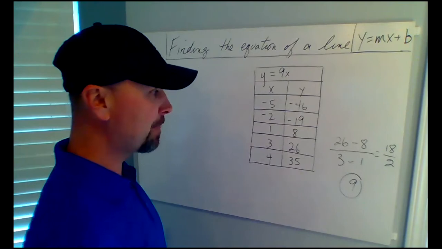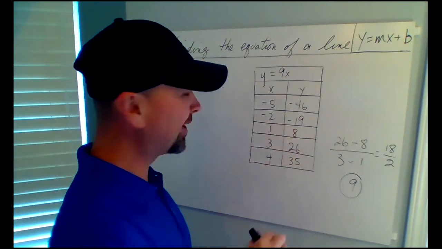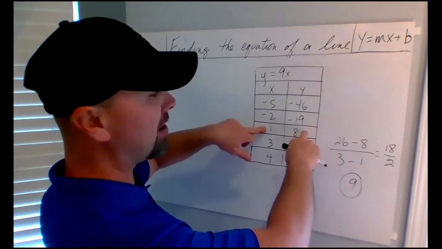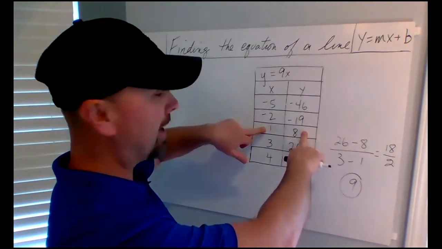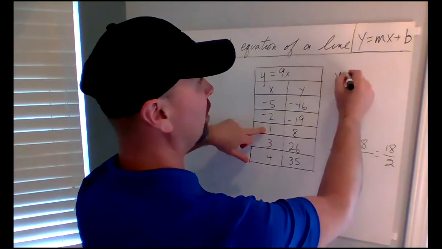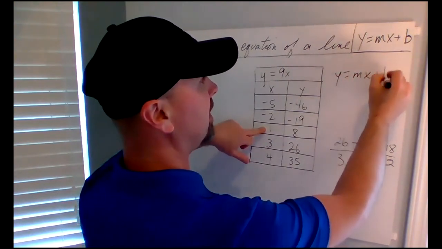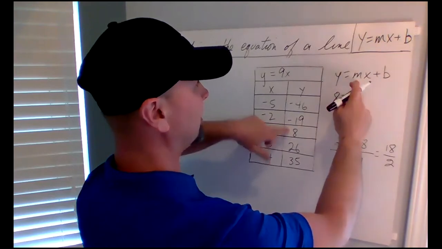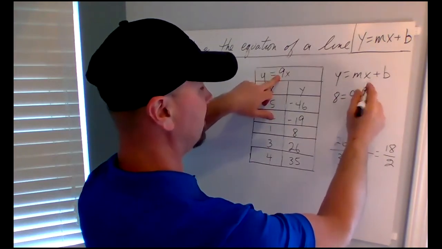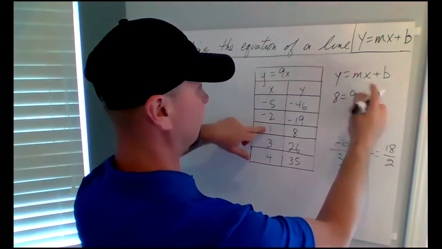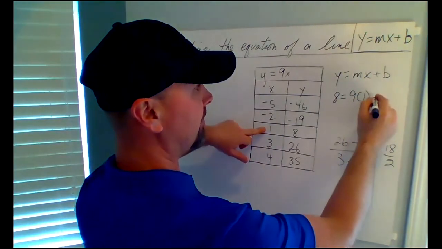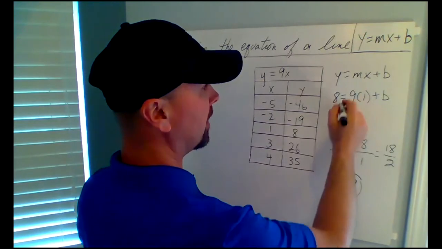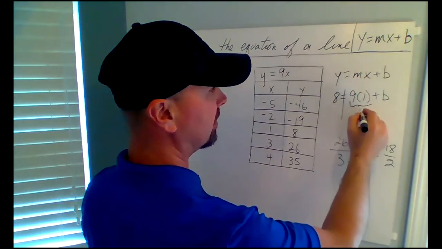Now I need my b, so I'm going to go back to my formula. Again, on this one, I'm going to make it as easy as possible, so I'm going to pick the smallest numbers that are positive. Okay, so y equals mx plus b. My y, I'm going to use an 8. My slope I just figured out is 9. My x is 1. I'm leaving b as b. All right. And now I do the math.